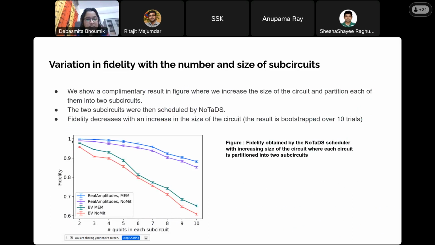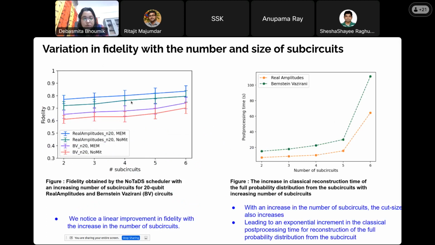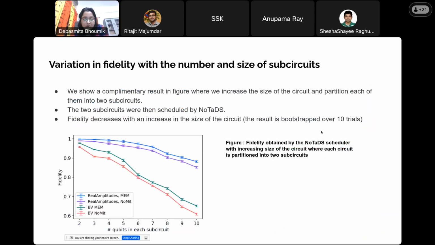Both the sub-circuits are scheduled by our scheduler, NoTADS, and fidelity basically decreases with increasing size of the circuit. We have done this result after 10 averaging. This is kind of intuitive: if you increase the size of the circuit, the fidelity will decrease. The solution is to reduce the number of qubits in each sub-circuit, so you have to do the cutting. Now again, if you do the cutting, the fidelity will be better, but you will need more time. So this is a kind of trade-off.